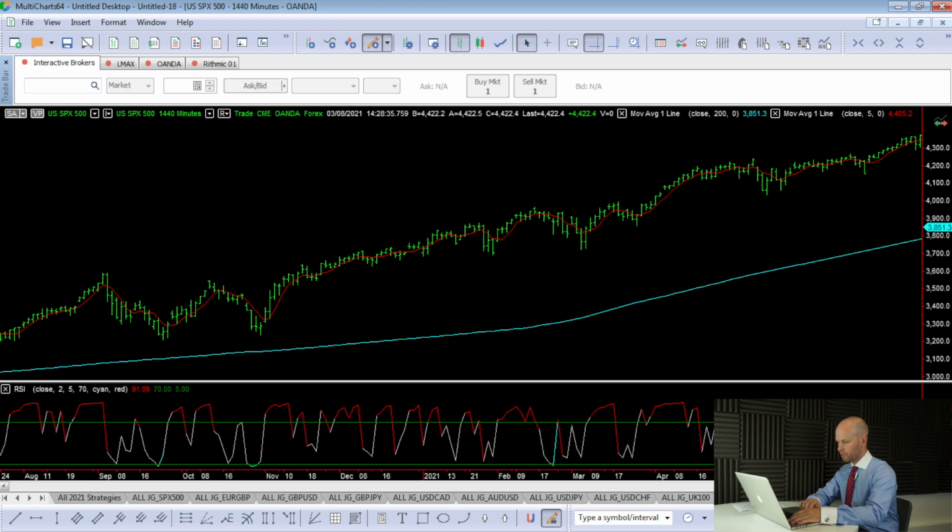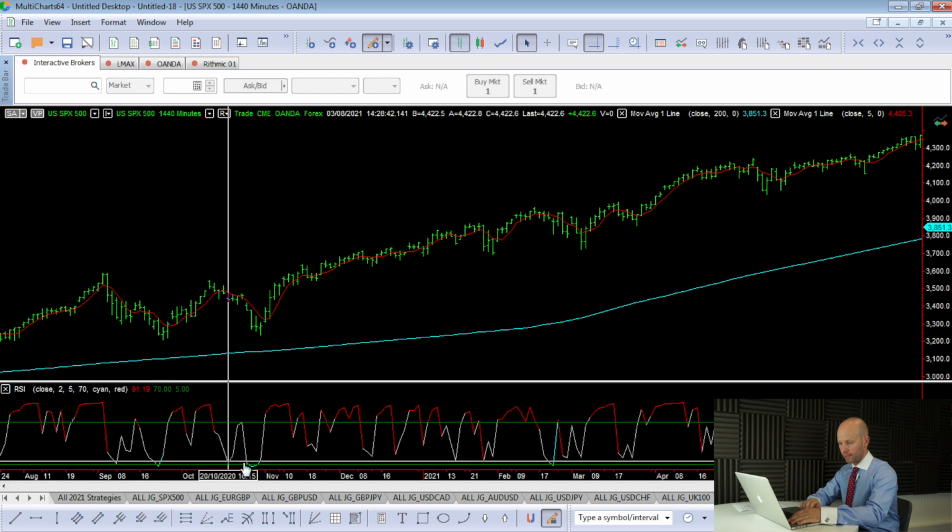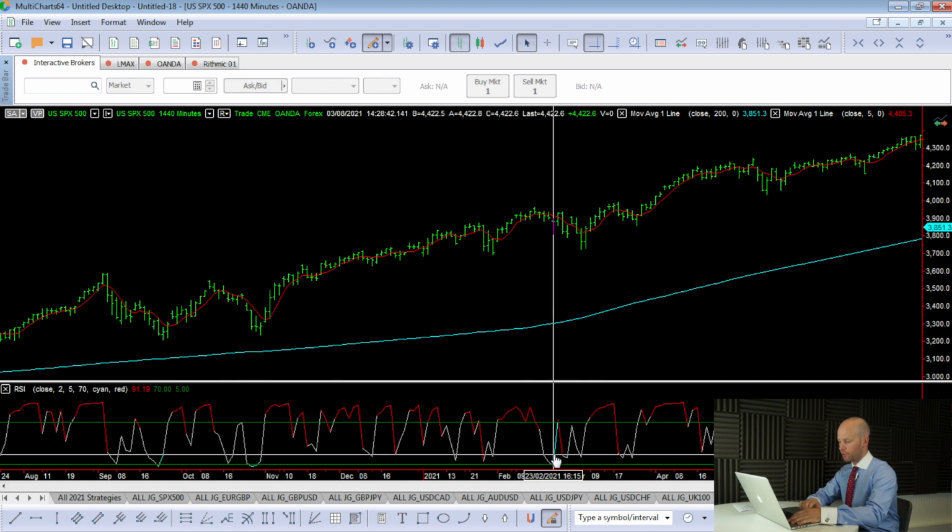So if we scroll along, we can see a couple of points here where it dipped below 5, and you'll notice that the RSI line actually turns cyan once it dips below that 5 level. So if we were to have the strategy on, these would be our buying points on the chart.